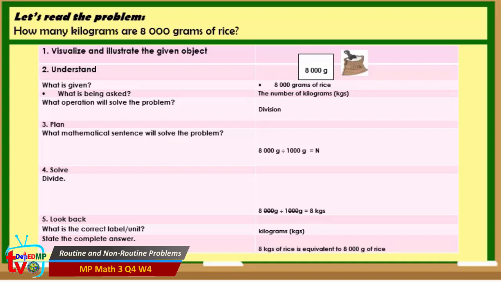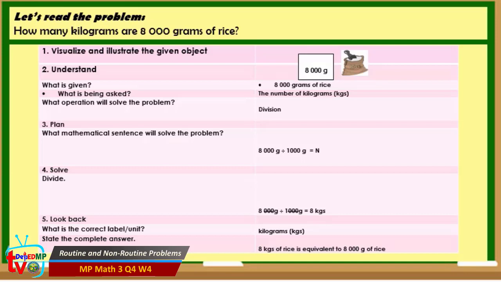Follow the same procedures. Visualize and illustrate the given object. What is given? 8,000 grams of rice. What is being asked? The number of kilograms. What operation will solve the problem? Division. What mathematical sentence will solve the problem? 8,000 grams divided by 1,000 grams equals n. Divide. 8,000 grams divided by 1,000 grams equals 8 kilograms.